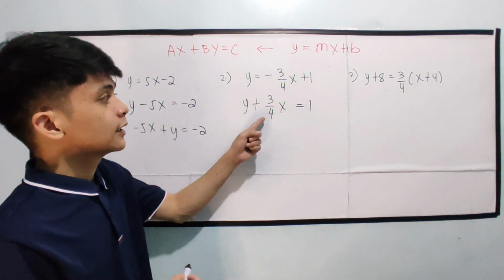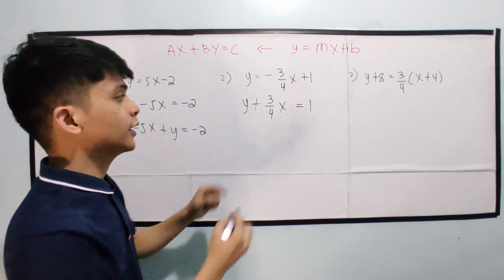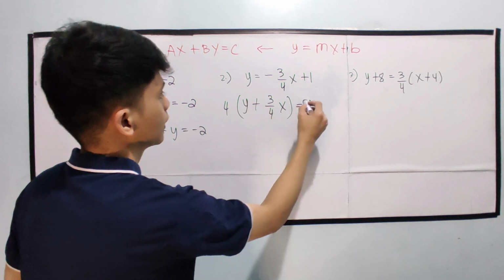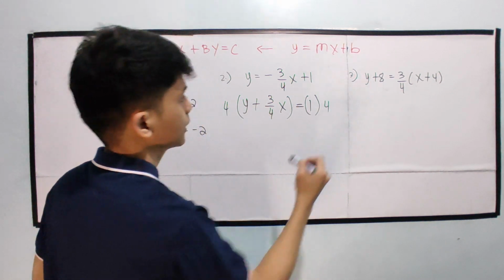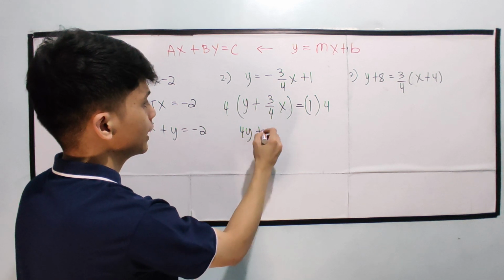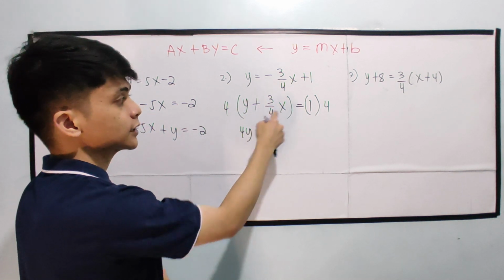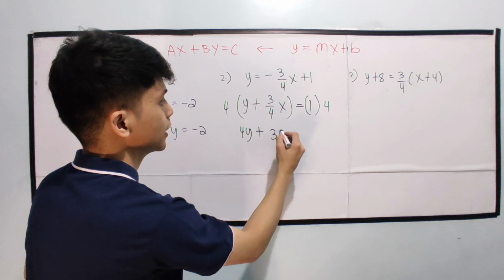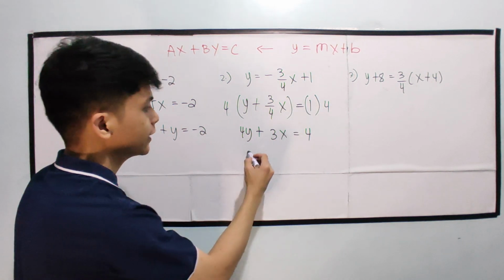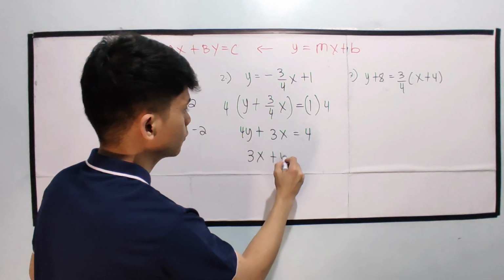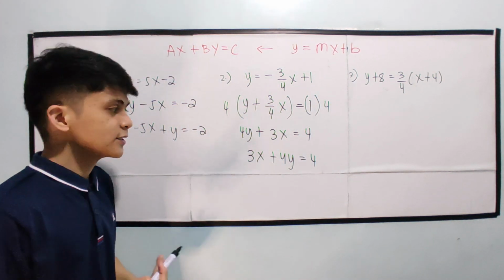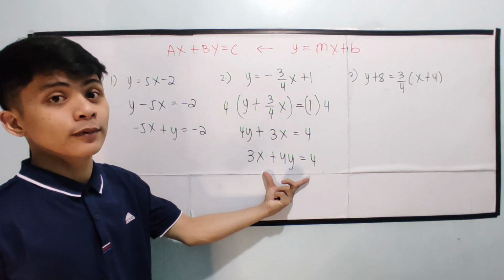And then, eliminate natin tong denominator na 4, no? So, mag-multiply lang tayo ng 4. Multiply din tayo sa kabila. Okay? So, 4 times y, that is 4y, plus 4 times 3/4 x. So, makakancel yung 4. So, 3 na lang matitira. 3x. 4 times 1, that is 4. Then, rearrange lang natin. 3x plus 4y is equal to 4. Okay? So, naka-standard form na siya.